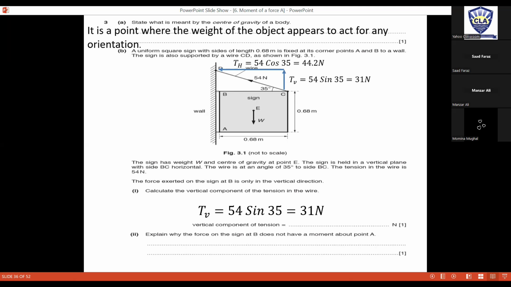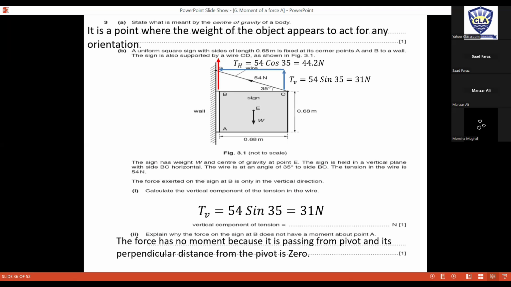Explain why the force on the sign at B does not have any moment because it will be passing from the pivot at A. It will have no moment because if the force passes from A, in that case, the moment of that force will be zero. So if it is vertical force upwards, as we had discussed in some of the cases earlier, it is passing from A. So as it is, it will have no moment as its perpendicular distance from the pivot is zero.